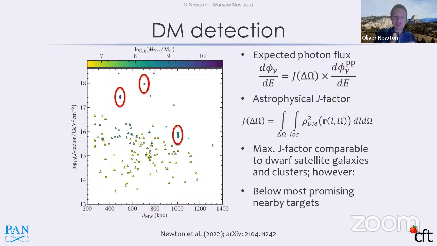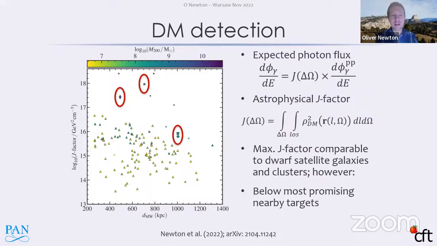As you can see, this shows all of the J factors we've calculated for the Hermeian population, and I've circled the 4 galaxies, the most massive objects in the Hermeian sample. And we find that the maximum of these J factors is comparable to most dwarf satellite galaxies around the Milky Way, for example, and galaxy clusters. However, it's below the most promising of nearby targets, for example, the Draco dwarf galaxy that sits near the Milky Way.